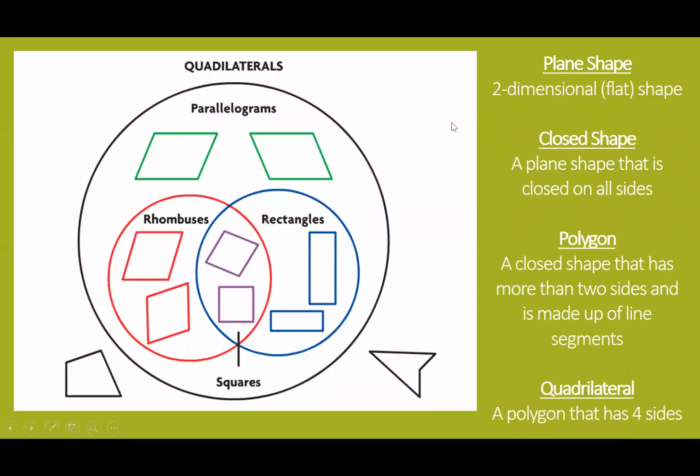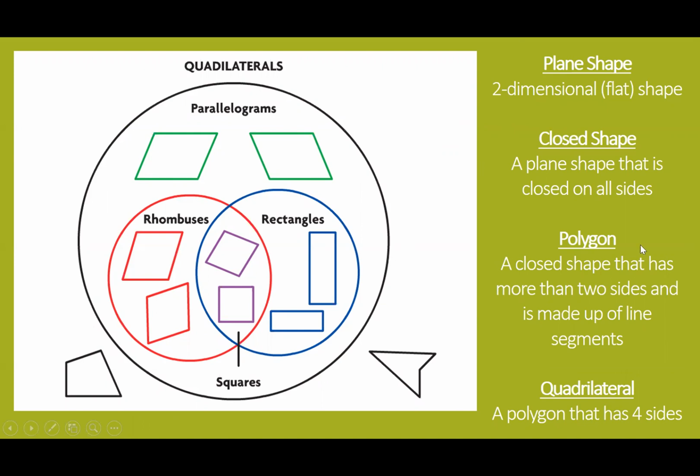All right, let's talk about those plane shapes again. Those are two-dimensional flat shapes, and a closed shape is a plane shape that's closed on all sides. For example, this Venn diagram, this is a very interesting Venn diagram. This circle is a plane shape, and that giant circle is also a closed shape.